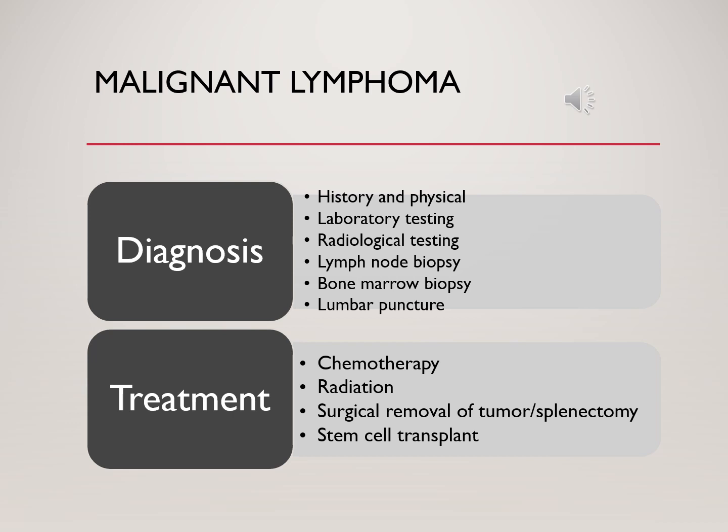If bone marrow involvement is suspected, they may order a bone marrow biopsy, and then possibly a lumbar puncture is performed if the central nervous system is involved. Treatments involve chemo, radiation, removal of the tumor or removal of the spleen, and stem cell transplant.